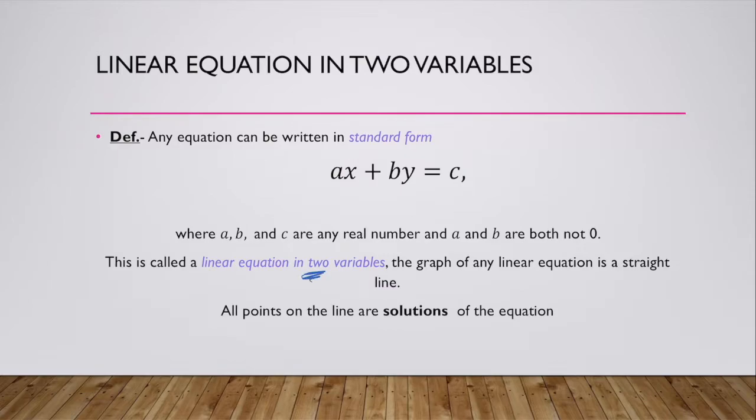And the graph of any linear equation is a straight line. Just like before when we drew on the number line, where every single point was part of the solution, now all the points on the line are going to be the solutions of our equation.